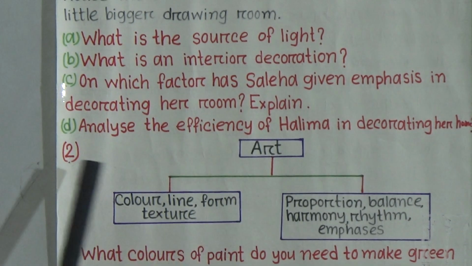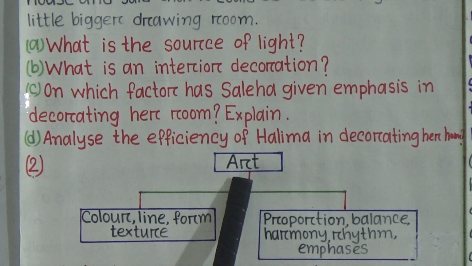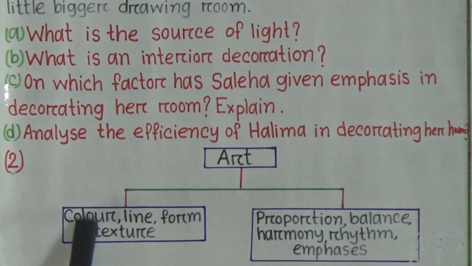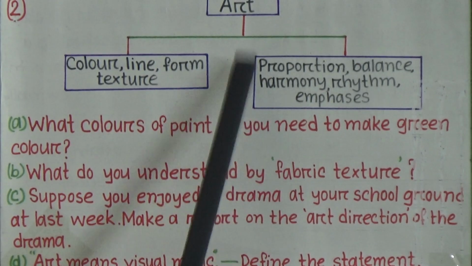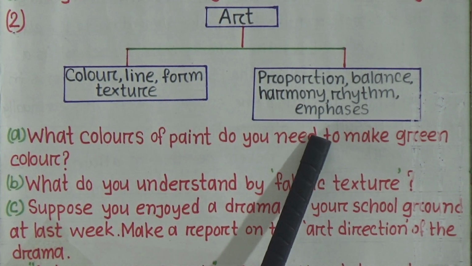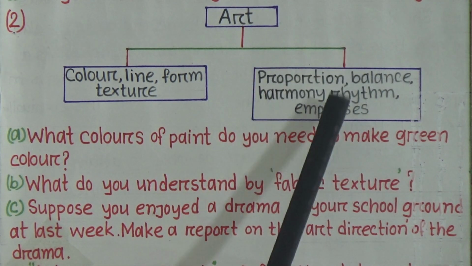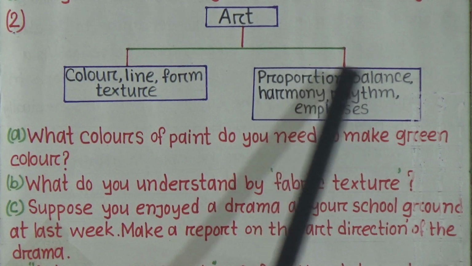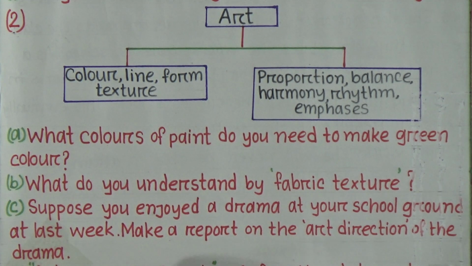Look here. This is creative question 2 from chapter 3. Here you can see we write art, and from art we find two parts. First we find color, line, form, texture, and in the second one we find proportion, balance, harmony, rhythm, emphasis. Students, we learned in our previous class, in the summary of chapter 3, about the principles of art. We know there are 5 principles of art, and they are proportion, balance, harmony, rhythm, and emphasis. Now you have to answer these questions.